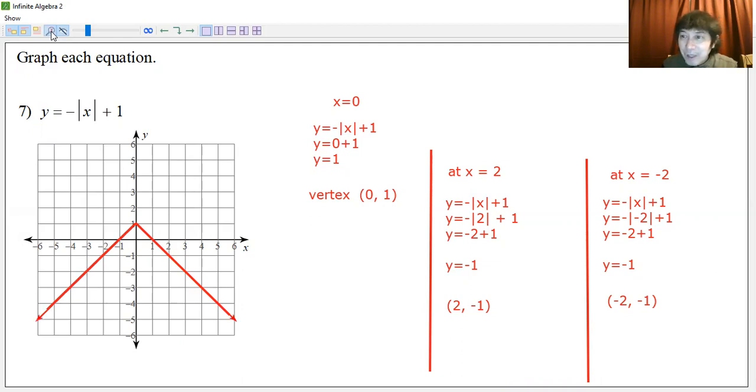Let's do number 8. Do we have number 8? All right, let me clear the screen.